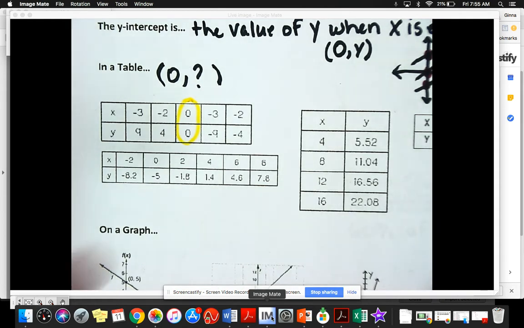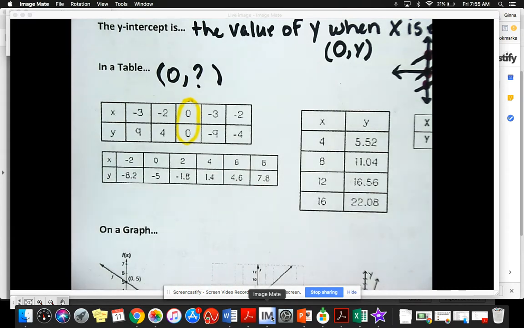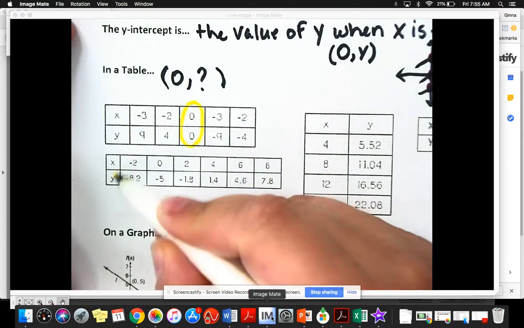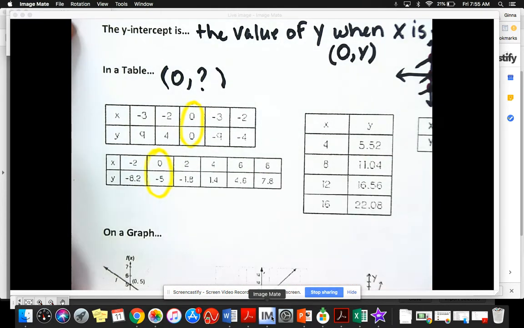All right, so let's look at this one. Where is our y-intercept? You're scanning. Here it is, 0. When your x is 0, what is your y value? Your y value is going to be -5.